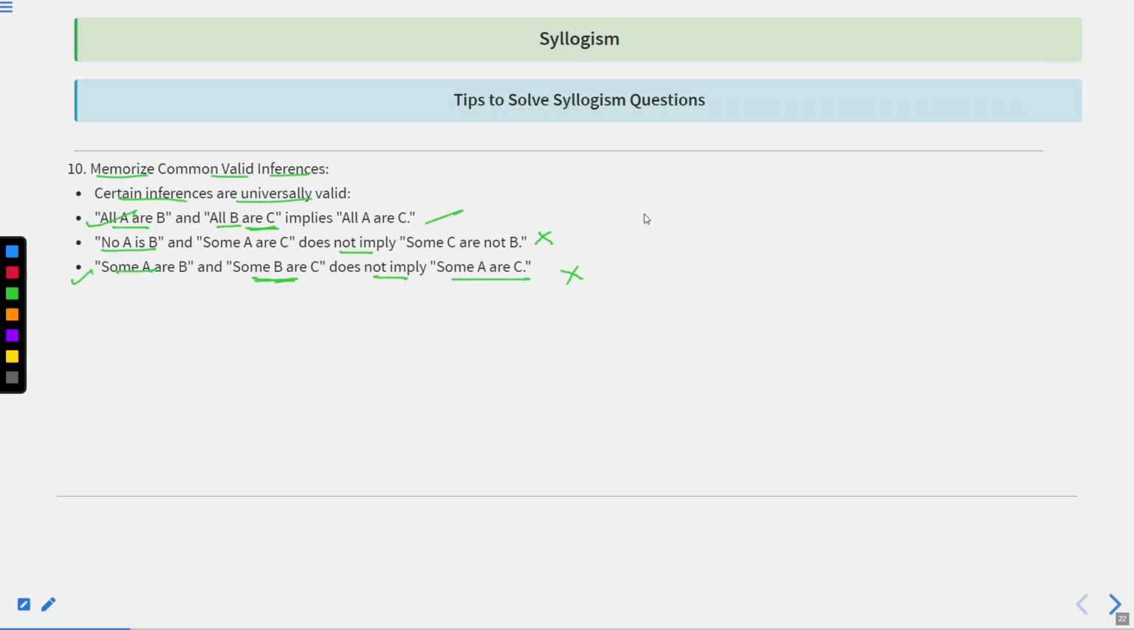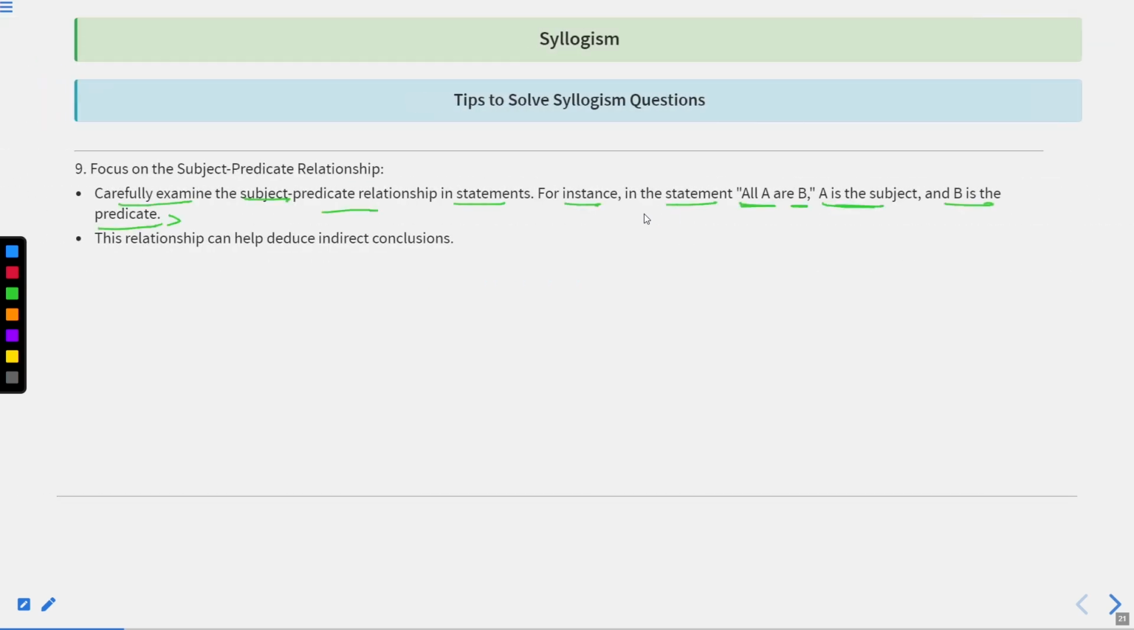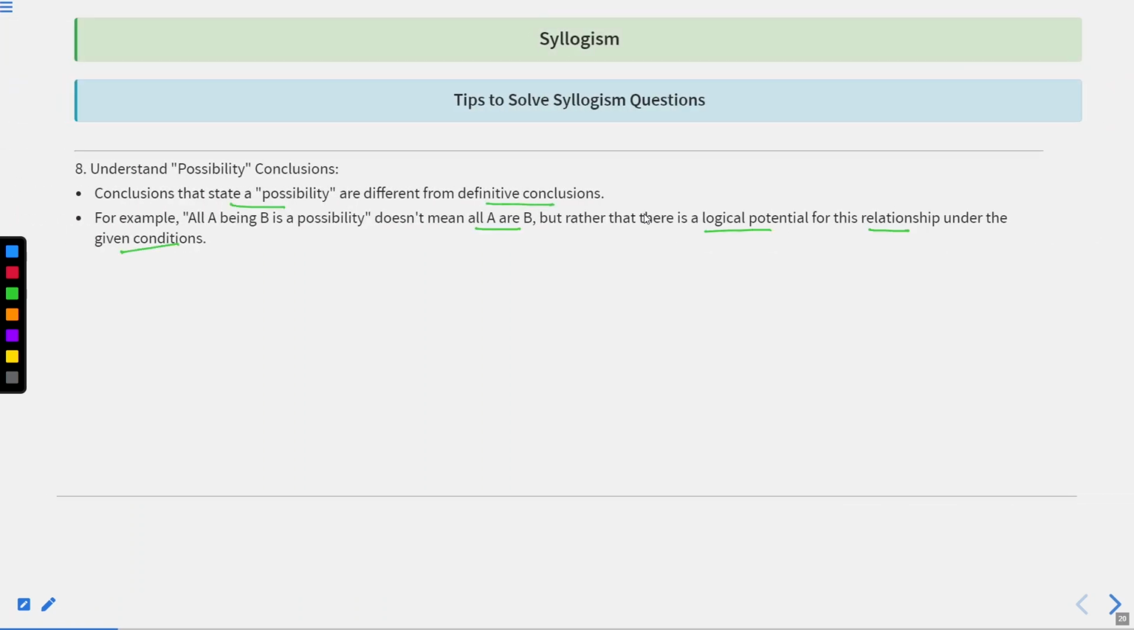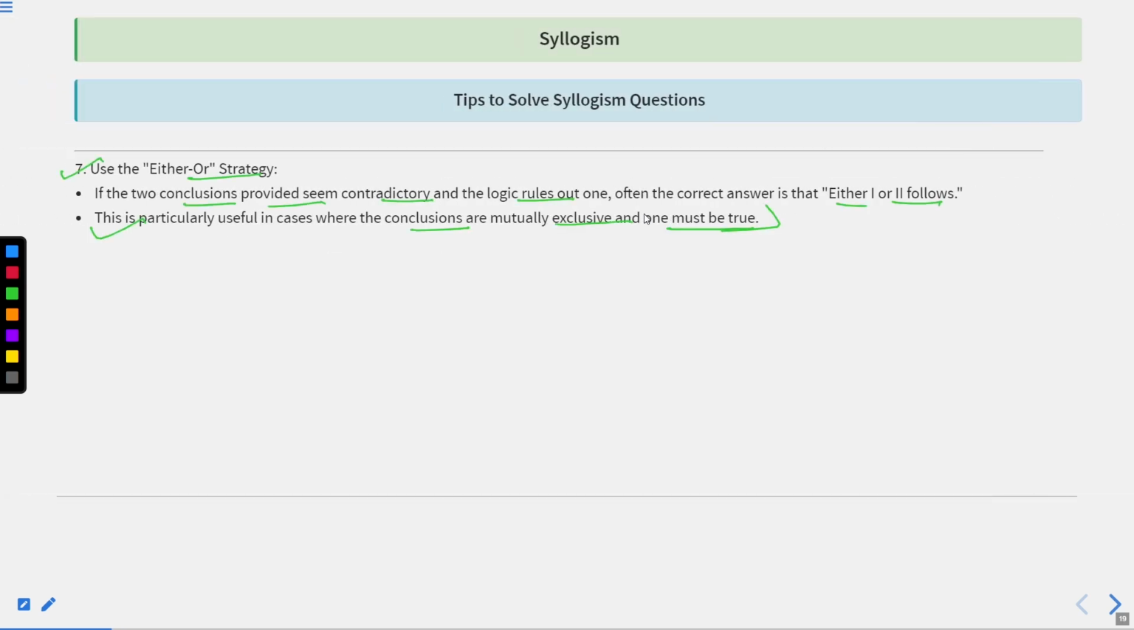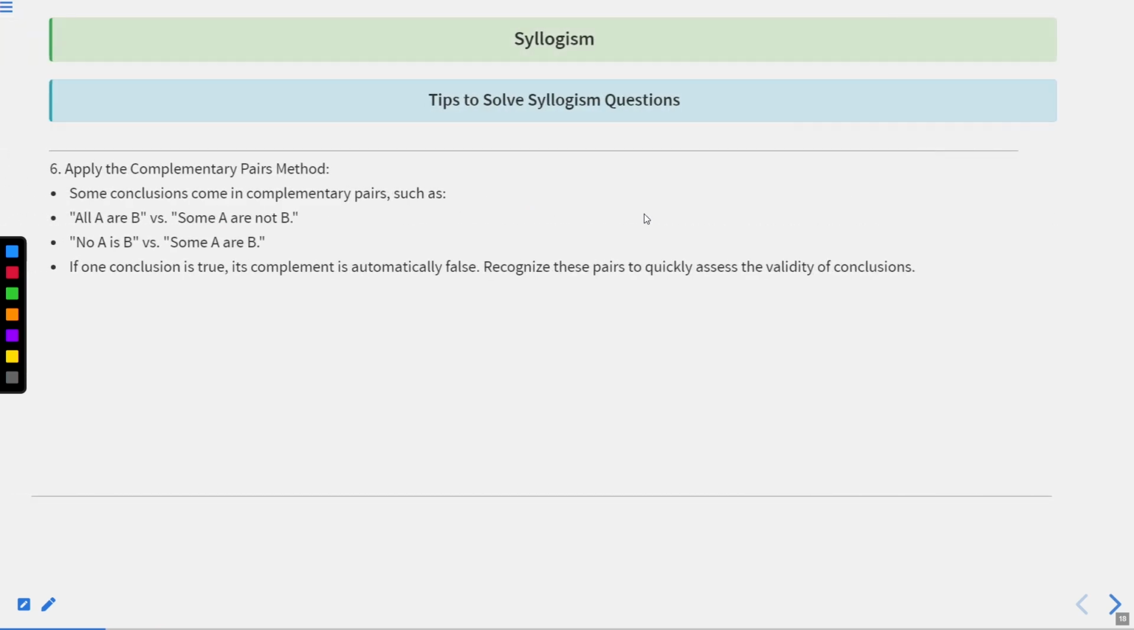Then we talked about remembering all these universal inferences: if all A are B and all B are C, it means that all A are C. Then, obviously, the relation between subject and predicate. Then the possibility conclusion: if there is a relationship between A and B, does that mean that A actually is B? No. If there is a possibility, even 100%, it doesn't mean there is a logical connection behind that. The either-or rule, you remember.